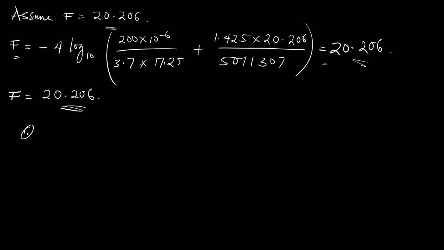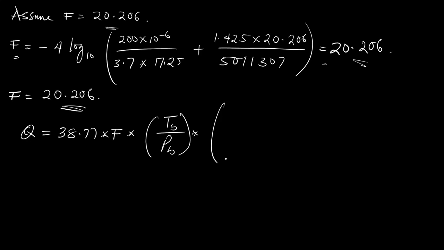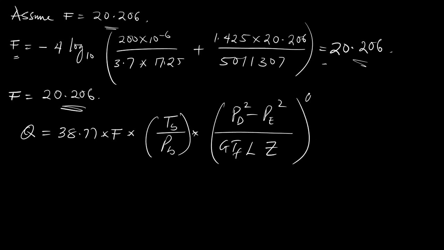Now we know that, using the general flow equation, the flow rate is equal to 38.77 F times the base temperature divided by the base pressure times PD squared minus PE squared, all divided by G T F L Z, all raised to power 0.5, times D raised to power 2.5.